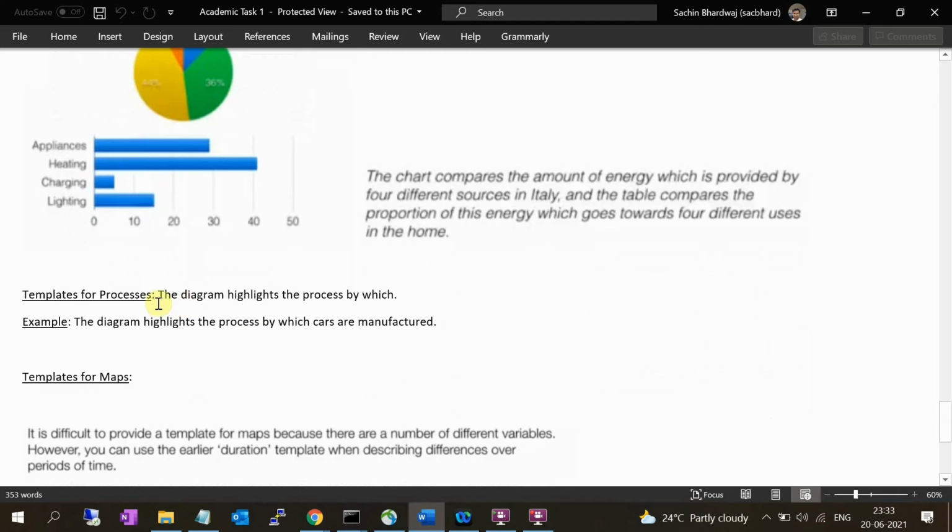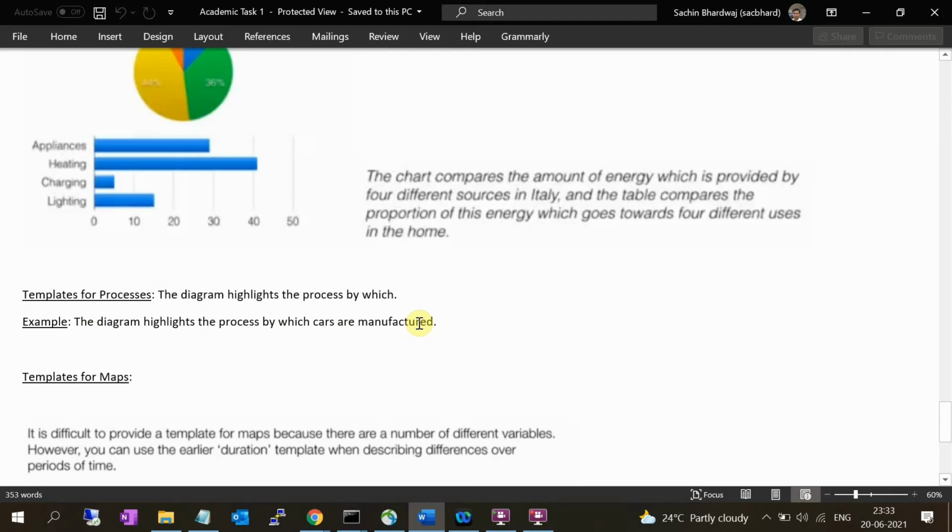Now the third one is the template for processes. That's very easy, it's the simplest one. Here you just have to write: the diagram highlights the process by which something, whatever it is, takes place. For example, we have taken: the diagram highlights the process by which cars are manufactured.